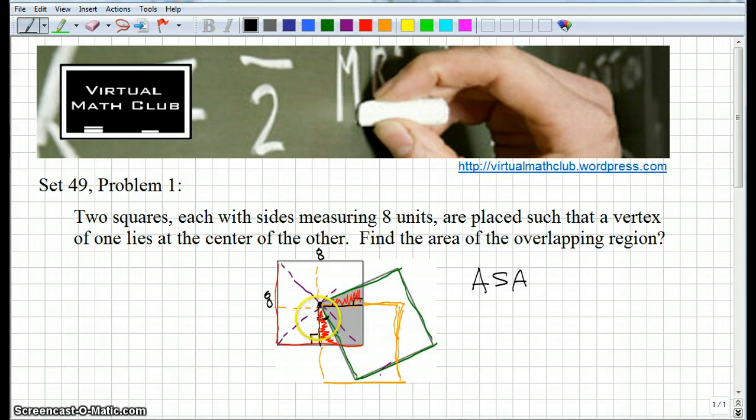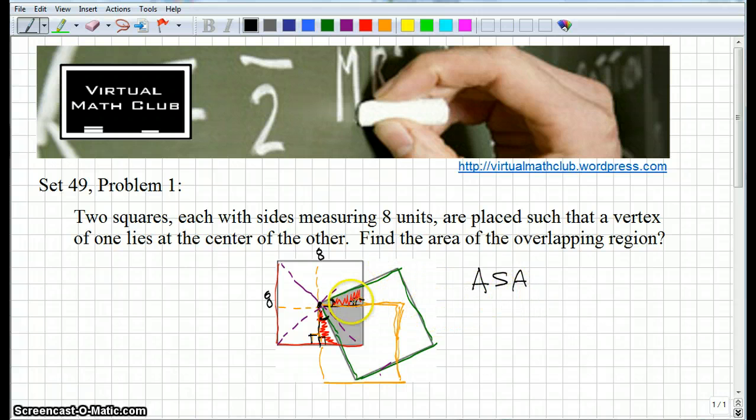So you can see that this angle here and this angle here are congruent. These are both 90-degree angles, this one and this one. And the side between them, this side, which is the distance from the center to the edge of the square, and this side, which is also the distance from the center to the edge of the square, are the same. So when we have two angles and the side between them, when those are all congruent, then we have congruent triangles.